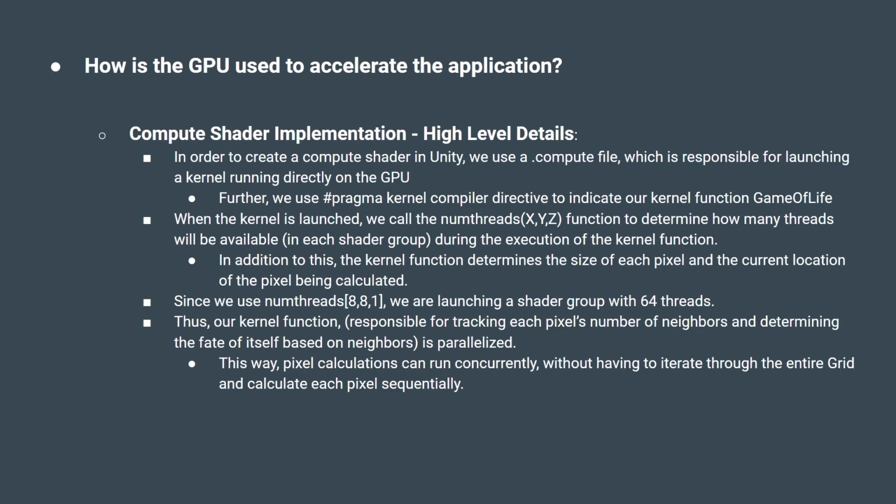In addition to this, the kernel function is also responsible for determining the size of each pixel and its current location. For the majority of our testing, we use numthreads 8, 8, 1, so we're launching a shader group with 64 threads. Thus, our kernel function, which is mostly responsible for tracking the number of neighbors for each pixel and determining the fate of the pixel based on the number of neighbors it has and whether it's alive or dead, is parallelized. This way, our pixel calculations can run concurrently without having to iterate through the entire grid and make each pixel calculation sequentially.